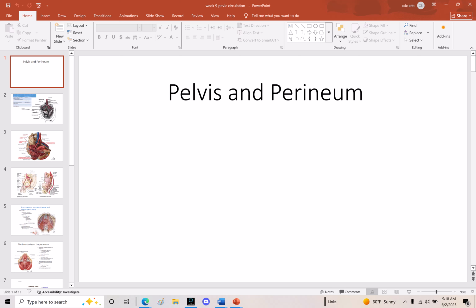Now you see it. So then we start talking about this presentation, which is actually in two parts. I still use some of the stuff from the old class, and so I haven't combined it yet. So we're going to start with the pelvis and the perineum. The perineum is the area between the genitalia and the anus.